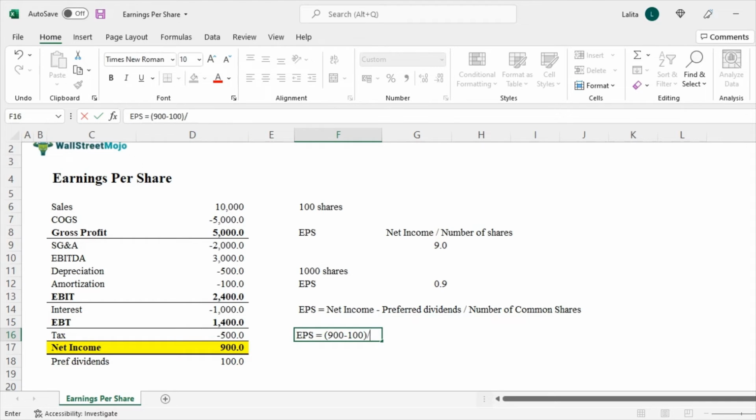How many is the number of common shares? The number of common shares is nothing but 100 here. So the answer will come out to be how much? So 900 minus 100, 800. 800 divided by 100, that will be $8.